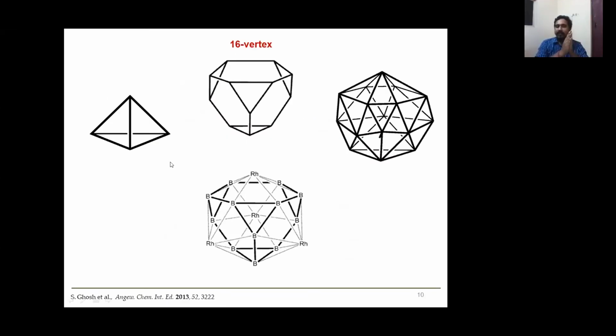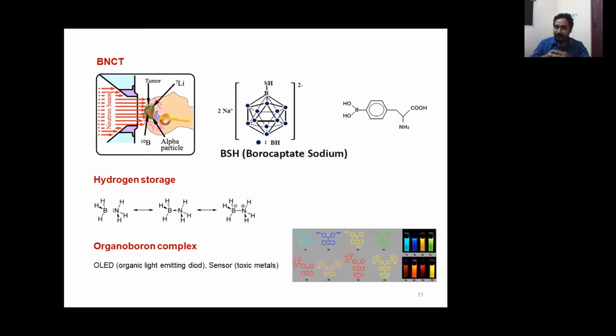Show up each of the vertices, so it will generate the trigonal faces. How many trigonal faces will it generate? Total 4 trigonal faces it will generate, and in that moment it will also generate 4 hexagonal faces. 10B is non-radioactive, and it has the characteristic to capture neutrons.